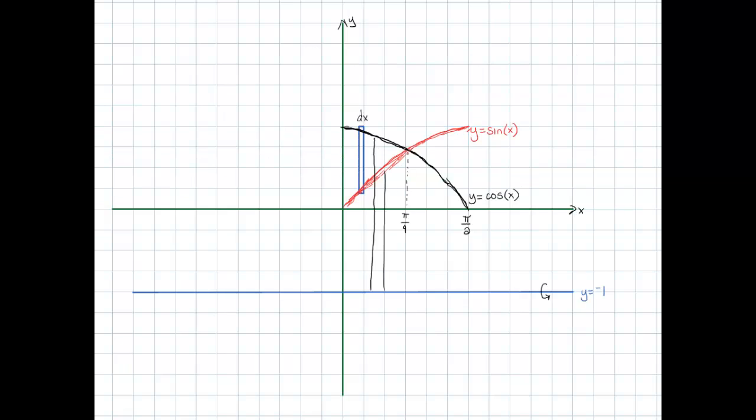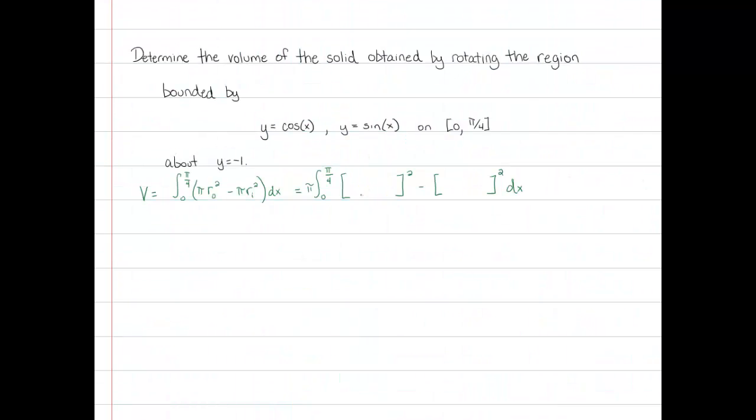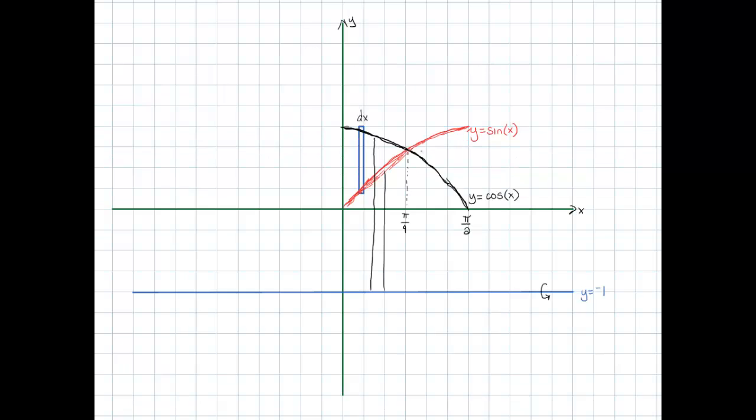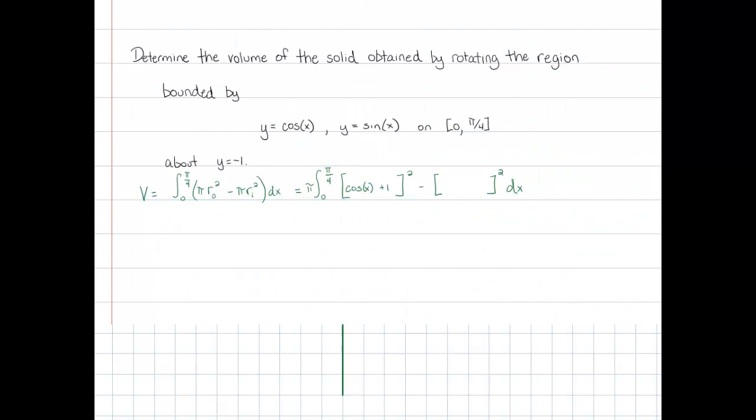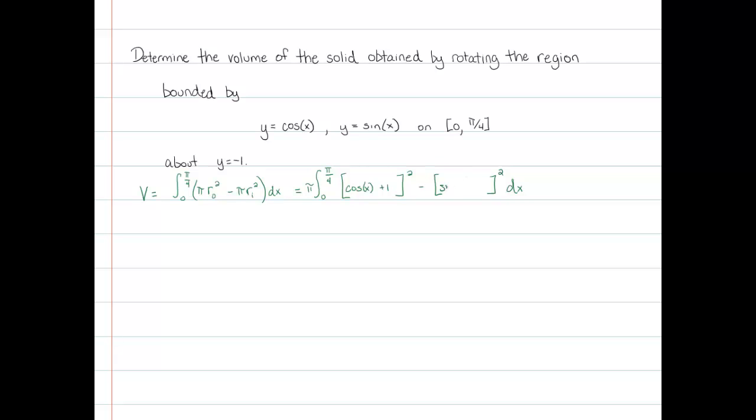If we take a look at this, the upper limit of the outer radius is the cosine function, and the lower limit is y equals -1. So it's cosine minus y equals -1, or in other words, cosine of x plus 1. And along the same lines, the inner radius is going to be sine of x minus -1, or sine of x plus 1.